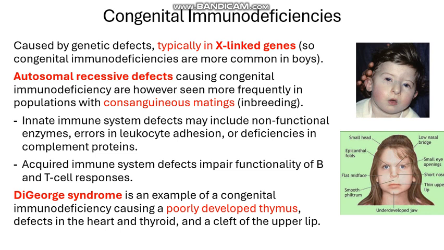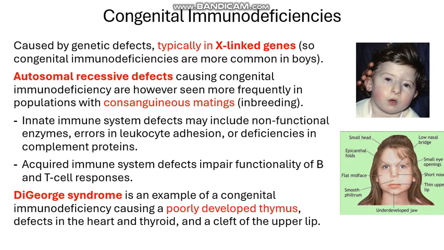So innate immune system defects may include non-functional enzymes, errors in leukocyte adhesion, or deficiencies in complement proteins. Whereas defects in the acquired immune system impair the functionality of the B and T cell responses. So that's something to consider. Our first example for an immunodeficiency disease is DiGeorge syndrome, which is a congenital immunodeficiency disease.